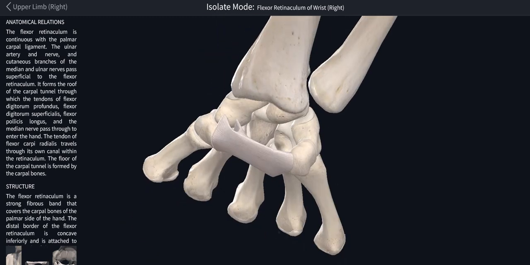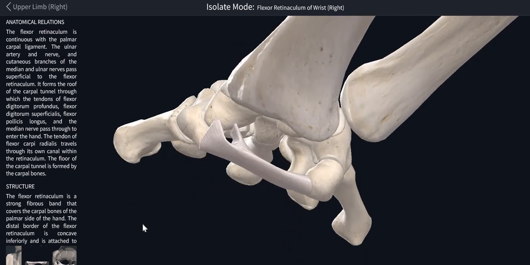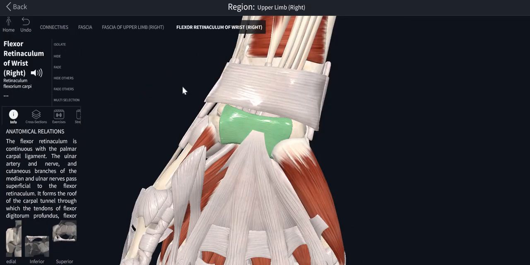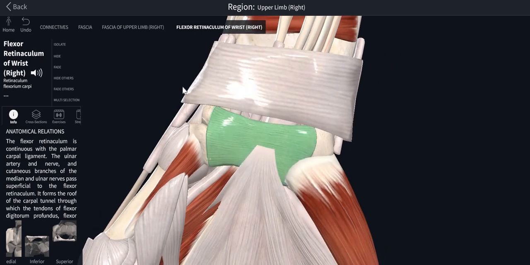Now, also laterally, it has a little tunnel right there, if you can see it. It's a little tiny tunnel, and it starts dividing into a superficial part and a deeper part. And through this tunnel passes the flexor carpi radialis muscle tendon. Another important thing about the flexor retinaculum is that it does not extend to the radius and the ulna. In its medial-ish part, we find the flexor tendon sheath.